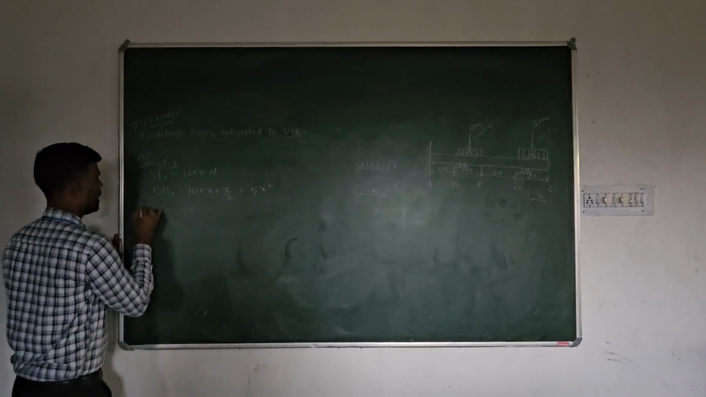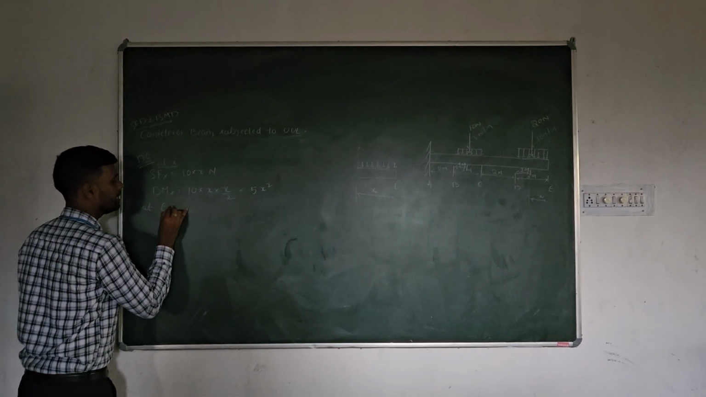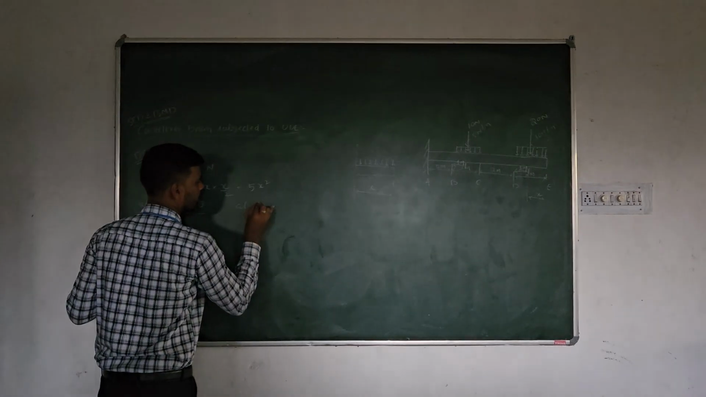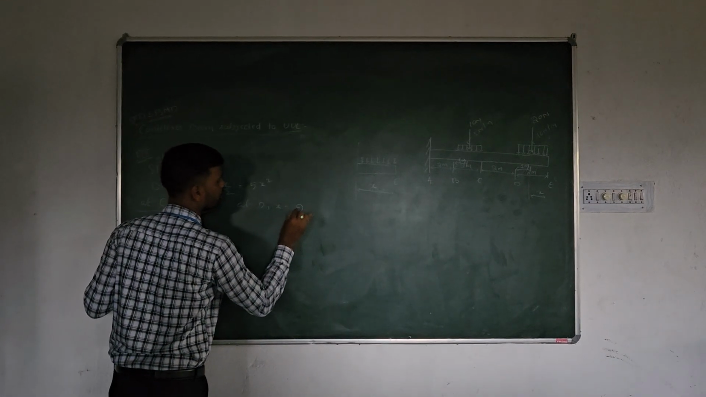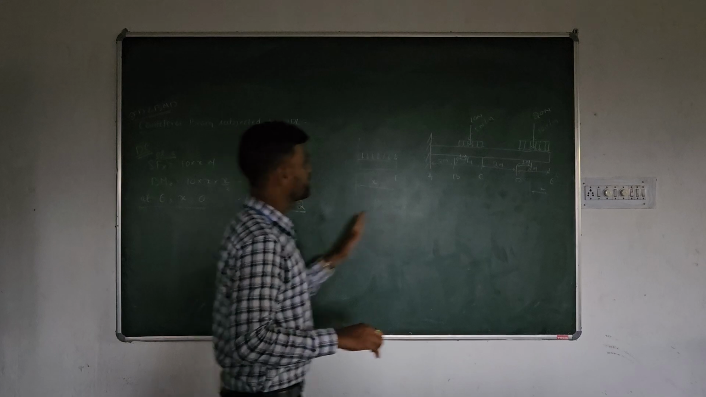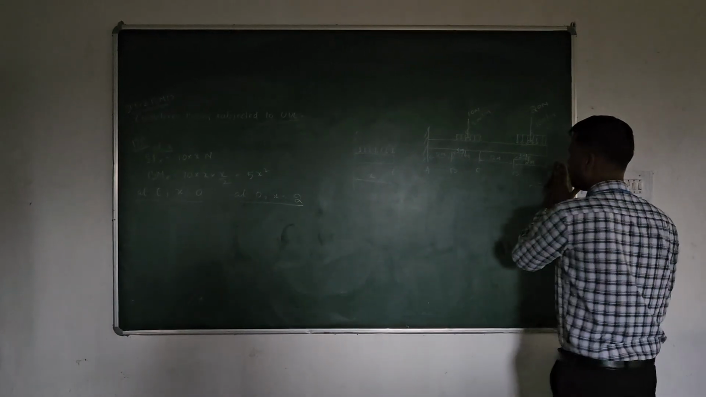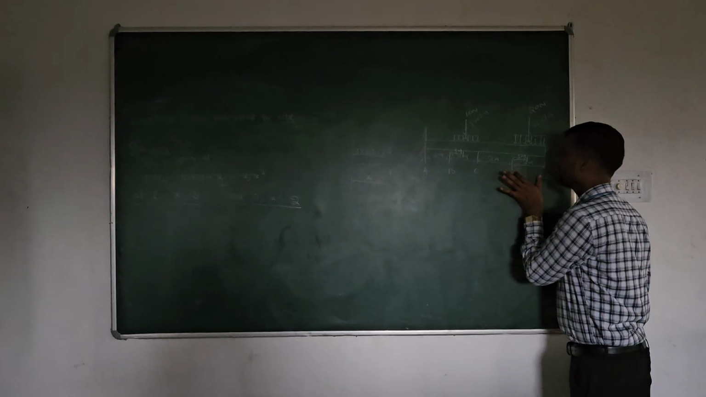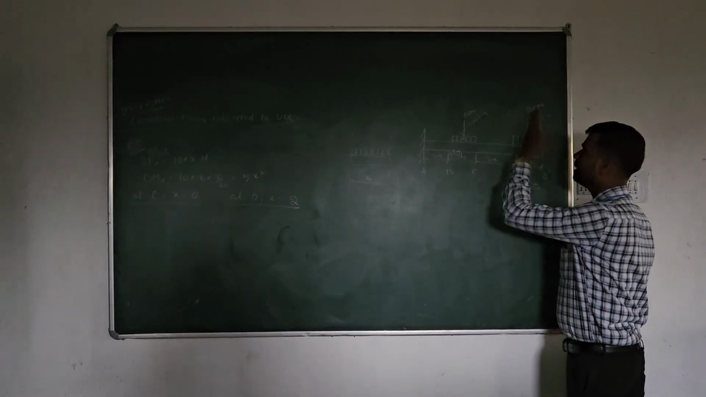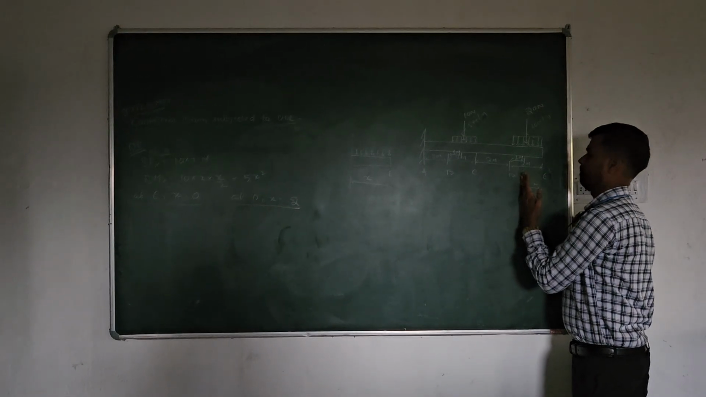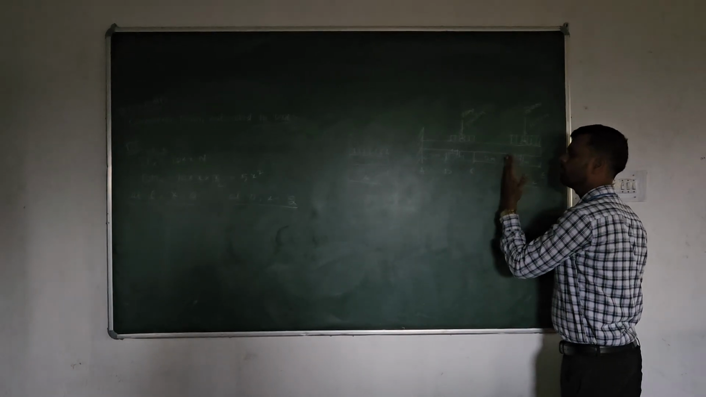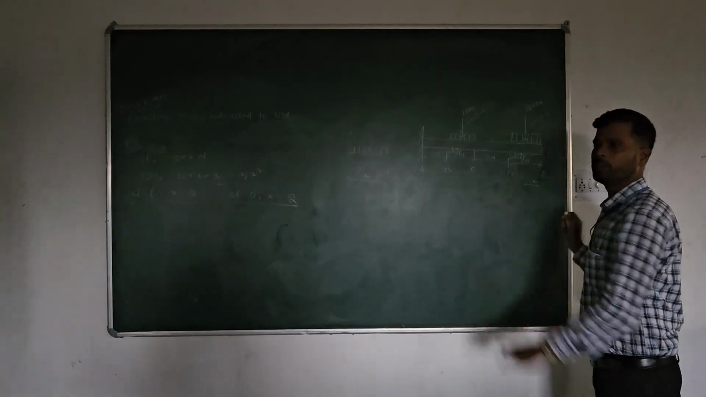Now at E, X value is equal to 0. At D, X value is equal to 2. Why? Because this length is X as well, 2 meter, and the X is taken in between them. So whenever this point comes to here, X will become 0. Whenever this point comes to here, X will become 2 meter.